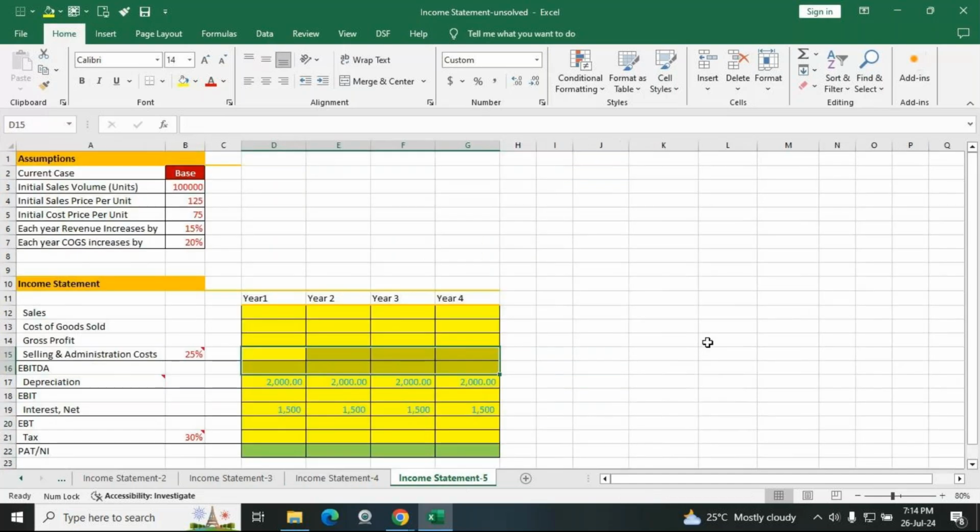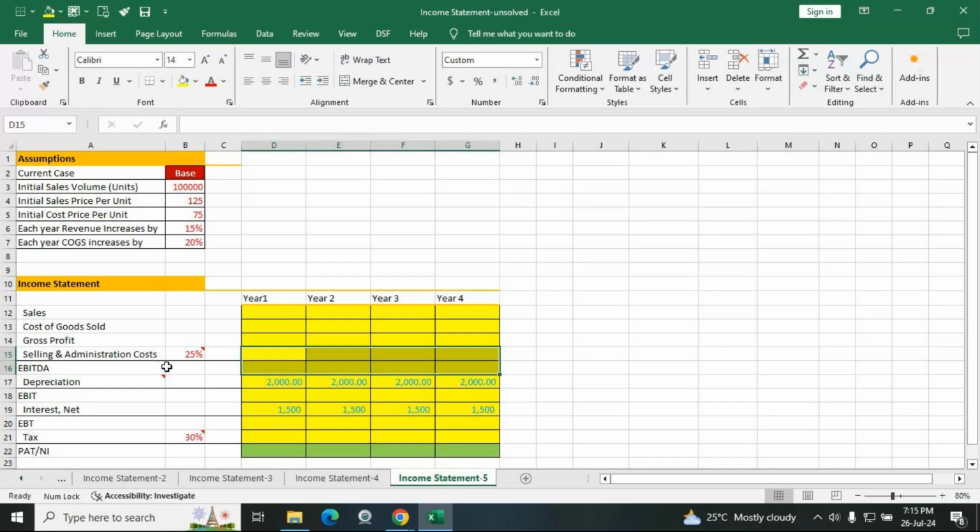So solve this fifth one, income statement. Done, ma'am. Ma'am, now once we find sales, COGS, and gross profit, for EBITDA in this particular case, how do we proceed? So EBITDA, what you have to do? Sales minus COGS will be your gross profit, isn't it?